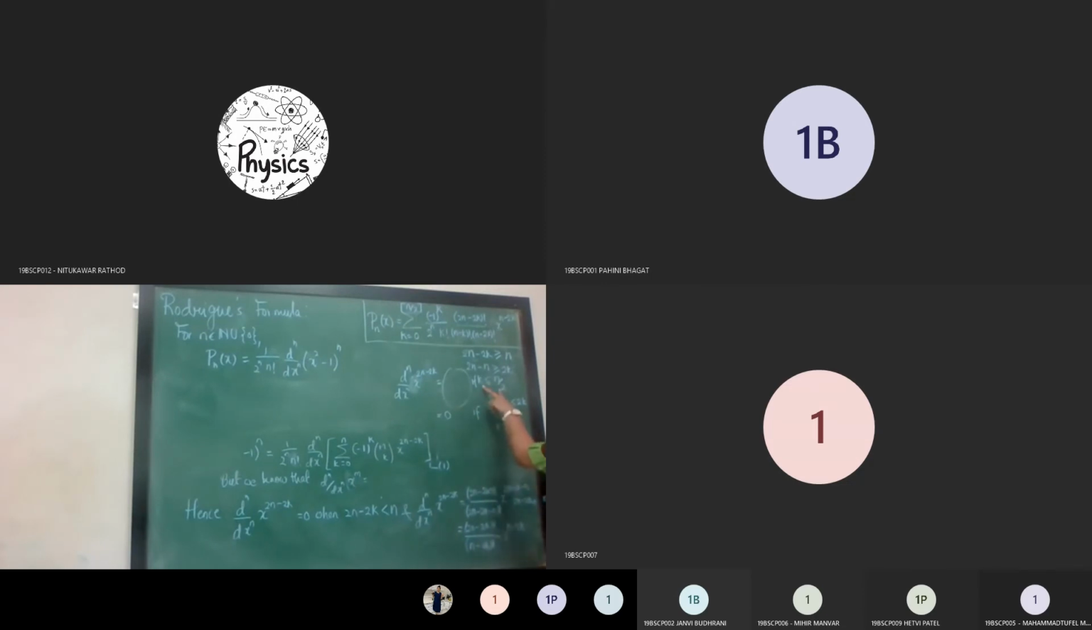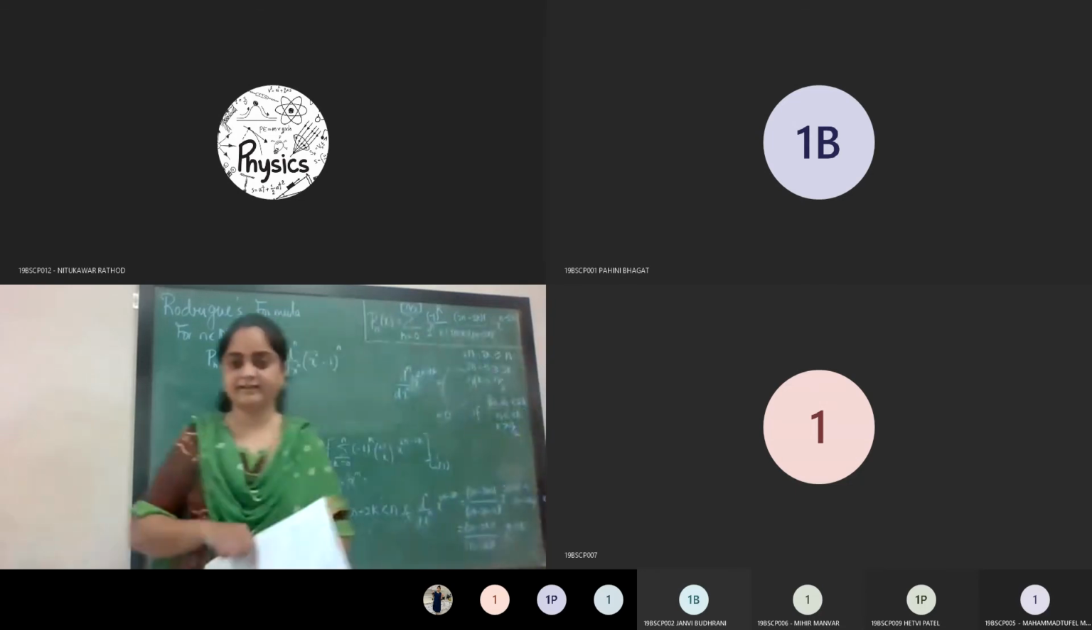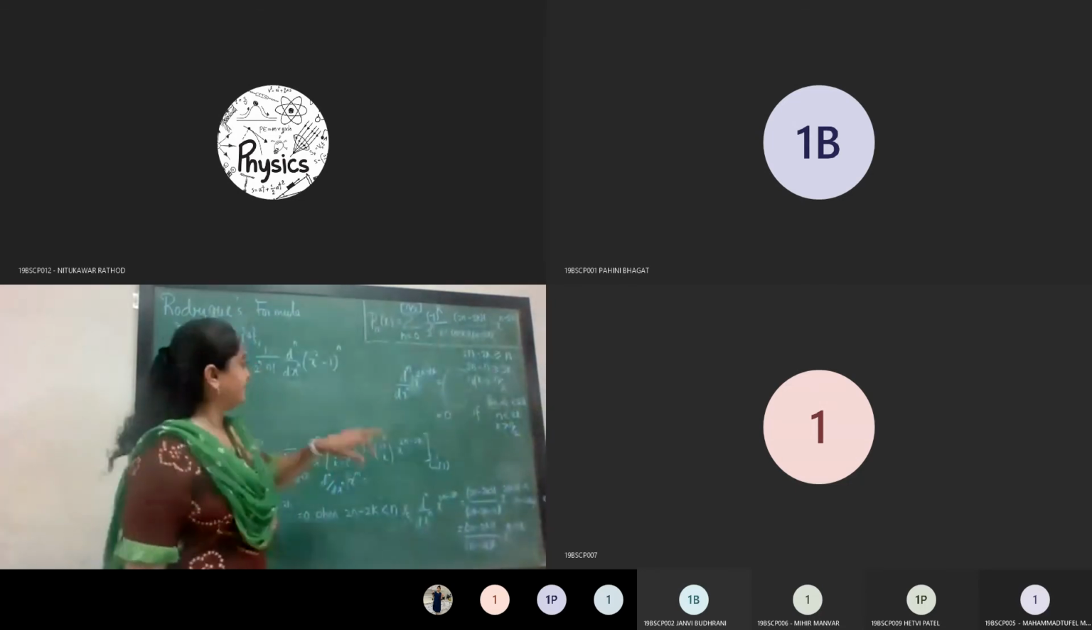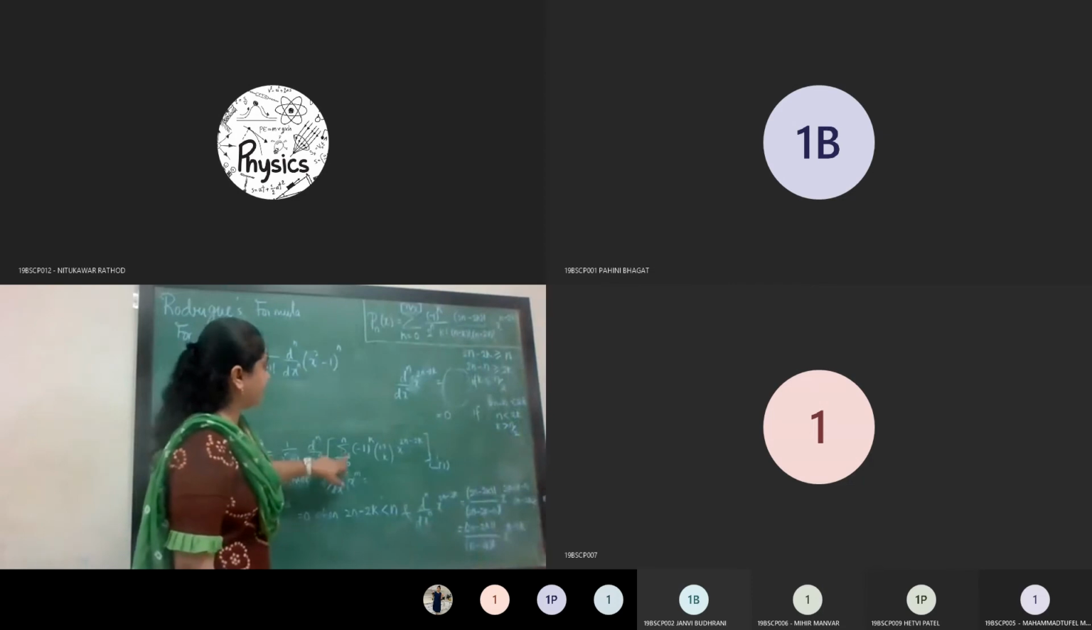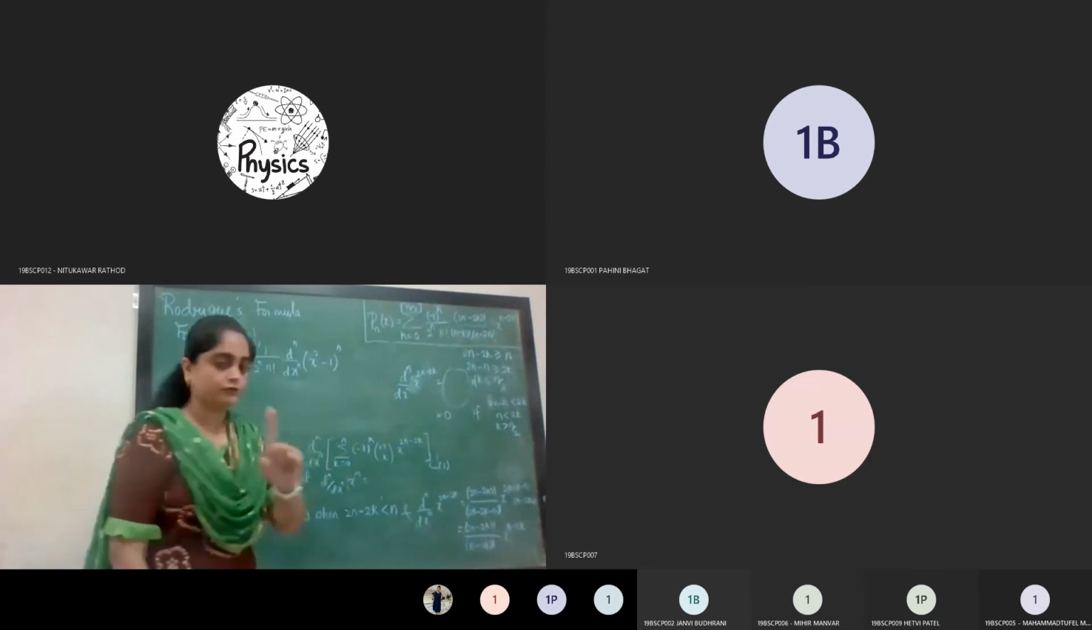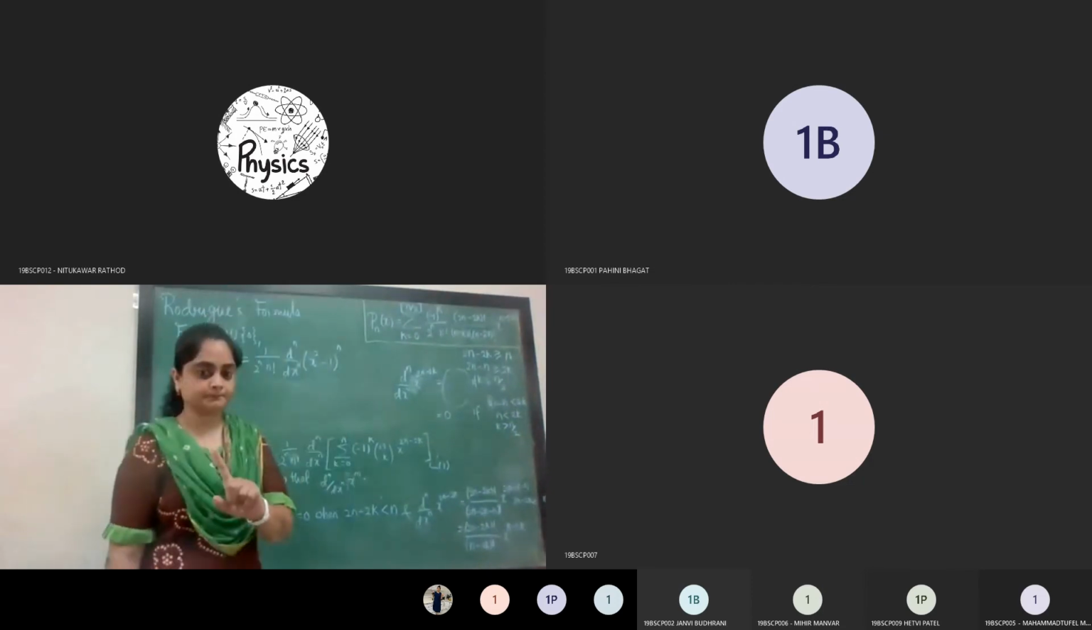When k is less than or equal to n by 2, then only we are getting the non-zero terms. The rest all become 0, so your series will be now, instead of 0 to n, it will terminate at n by 2. All of you agree with this one?